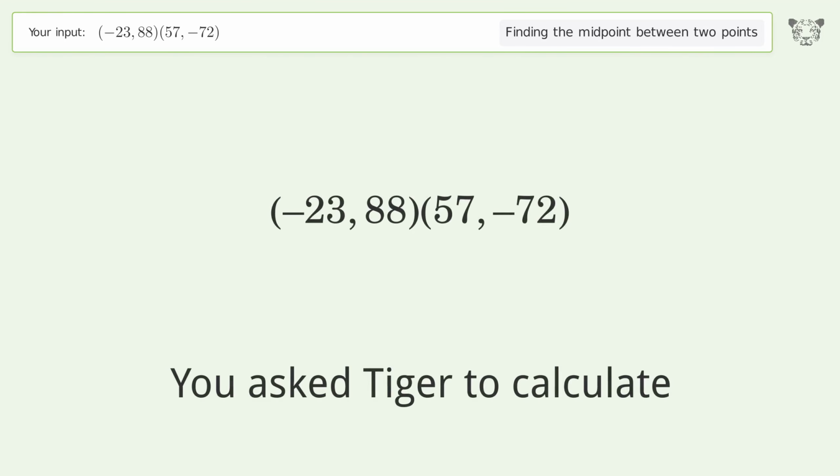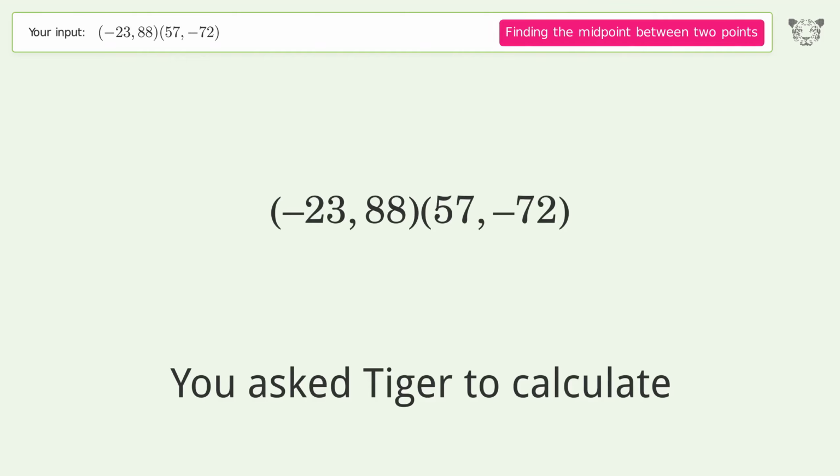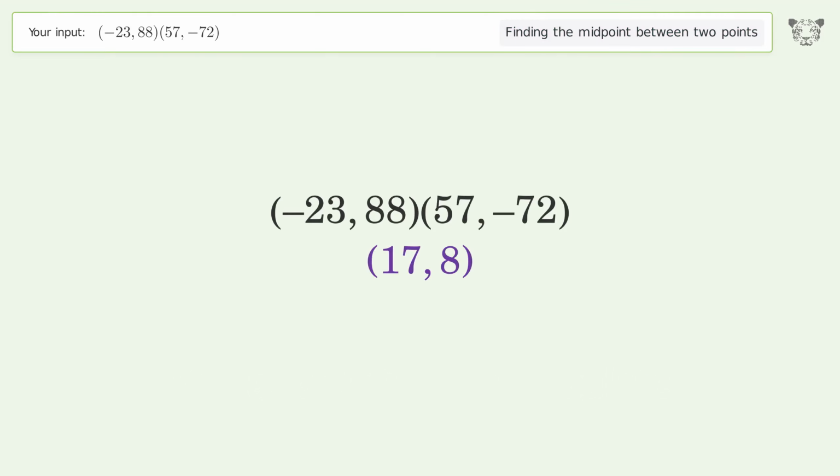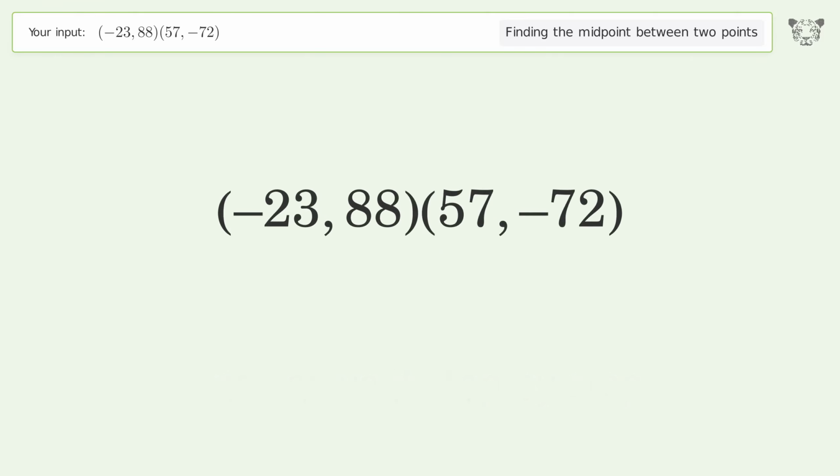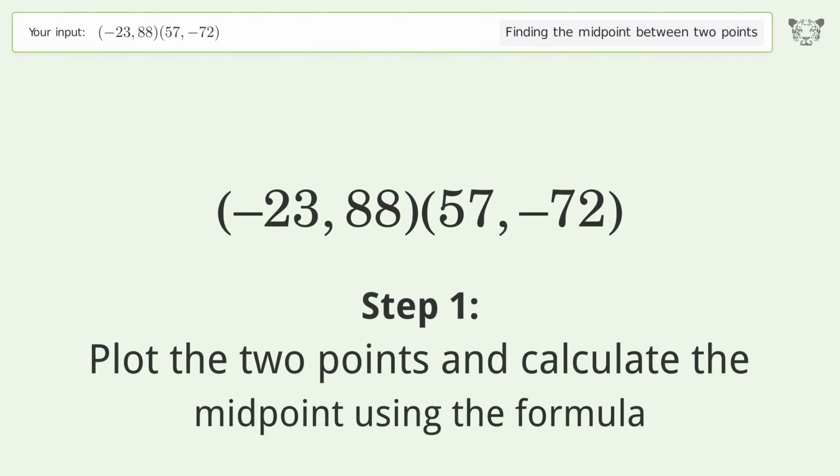You ask Tiger to calculate. This deals with finding the midpoint between 2 points. The midpoint between the 2 points is 17,8. Let's solve it step by step. Plot the 2 points and calculate the midpoint using the formula.